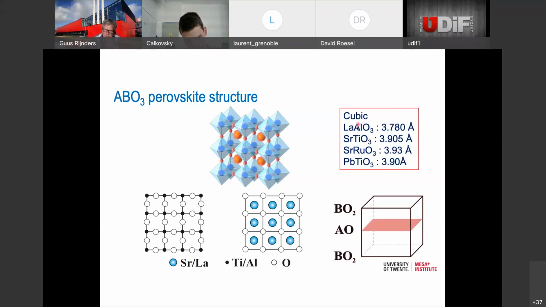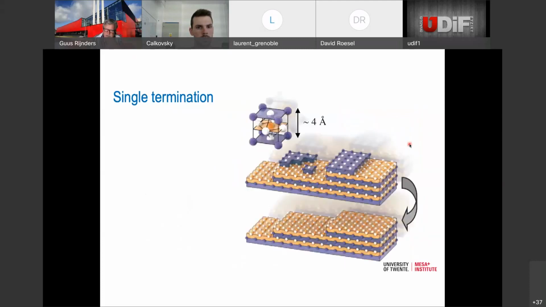So here I sketched a few: lanthanum aluminate, a wide bandgap insulator. There the a parameter is close to 3.8 angstroms, strontium titanate 3.9, strontium ruthenate, which is a ferromagnetic metallic oxide, 3.93, and lead titanate, which is the basic structure of lead zirconium titanate, it's 3.9 angstrom. And because of this oxygen backbone, it's relatively easy to stack them on top of each other as if you were playing with Lego blocks. And this is quite interesting, because then you can do it.